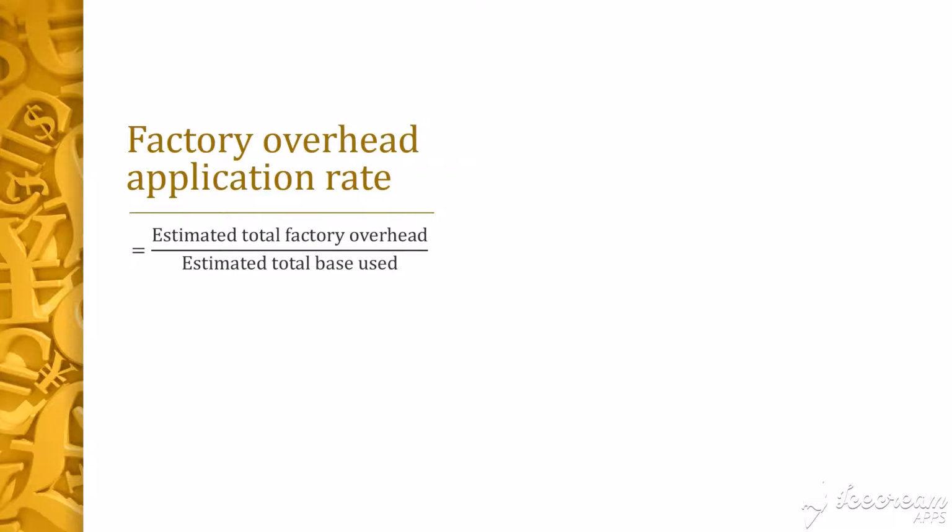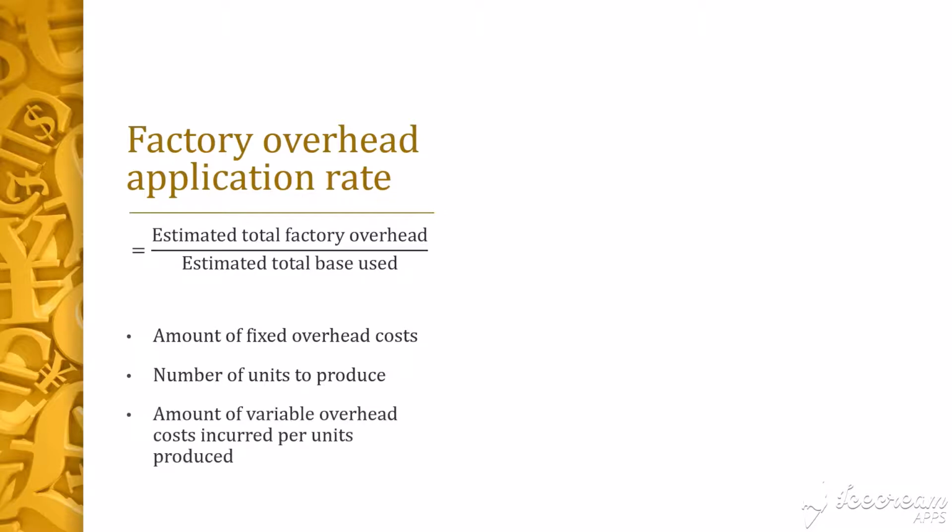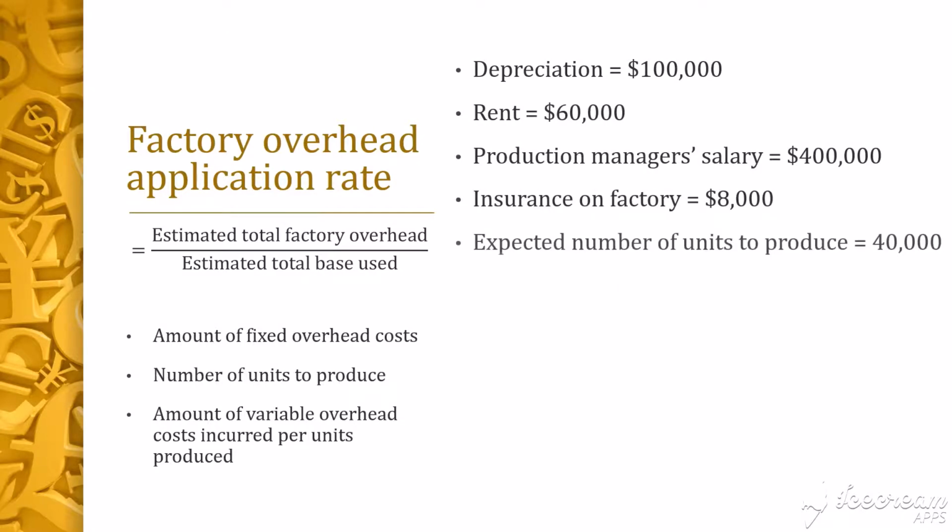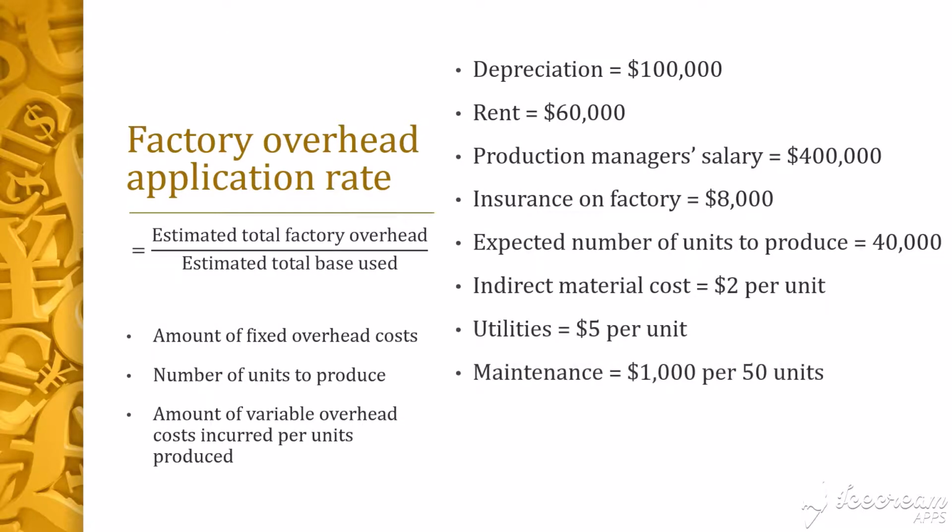To make an estimation of the total factory overhead cost for the year, the company needs to use the following pieces of information: the amount of fixed overhead cost it will incur, the number of units it plans to produce for the year, and the amount of variable overhead costs incurred per unit produced. Let's go through an example. Assume these are data about the company's cost. How much is the estimated total factory overhead cost?